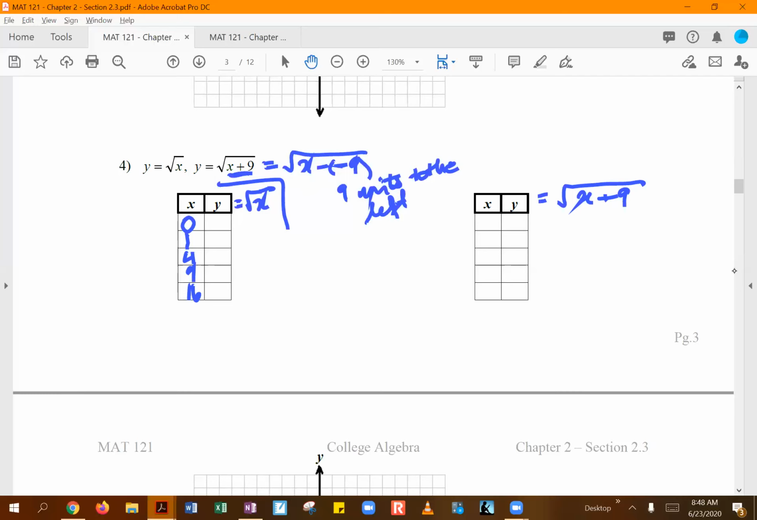So when we take square root of 0, we get 0. Square root of 1 is 1. Square root of 4, of course, is 2. Square root of 9 is 3. And square root of 16 is 4. Okay? So we have all of these x values over here now. So can you tell me what kind of x values we can use for this second function over here, for the square root of x plus 9?